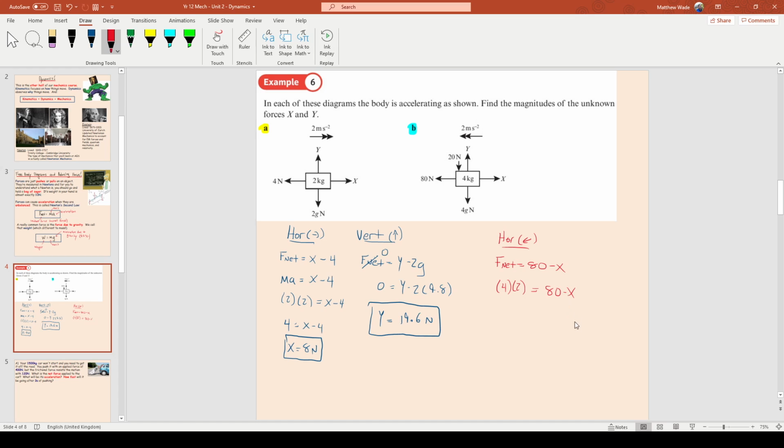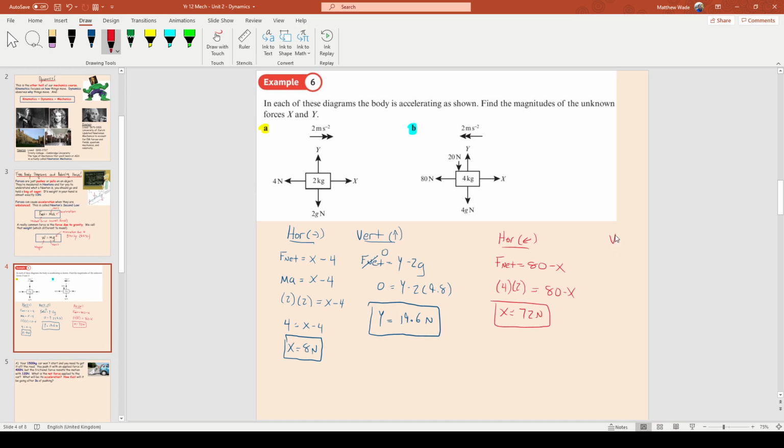Oh, I said I wasn't going to do it, but now it's not a hard one, so I may as well. Okay, so that means that x, my buddies, 4 times 2 is 8. 80 take 8 is 72. x can come to this side. x is 72 newtons, like a boss. Yeah, that's a minimal step, okay? That's a proper skipper that would get you full marks still.